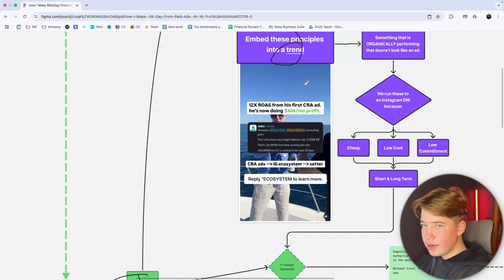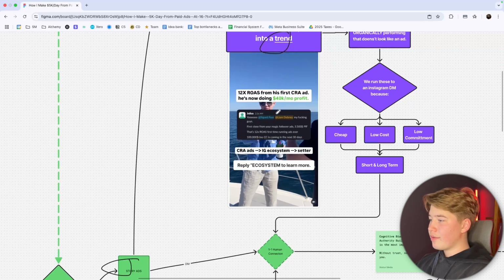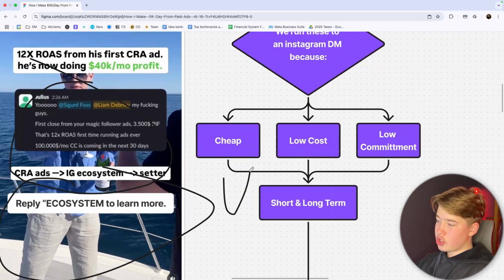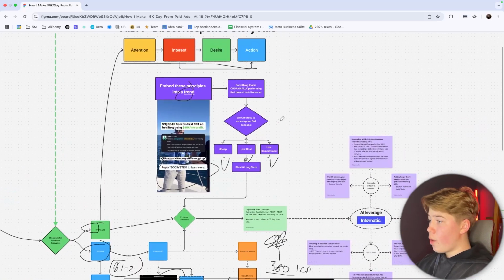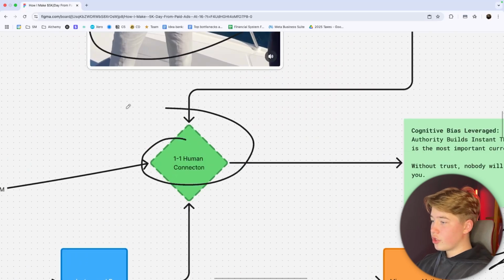So if you're in the info space, this looks like a normal info Instagram story. Well, we have the attention, we have the interest kind of embedded into that. We have the desire and the proof, and then we have the call to action. And we run these to Instagram DMs because once again, it's cheap, low cost, low commitment. They click one button, it's short and long term. We're gonna test the comment idea soon. And this funnels to one-to-one human connection, right?